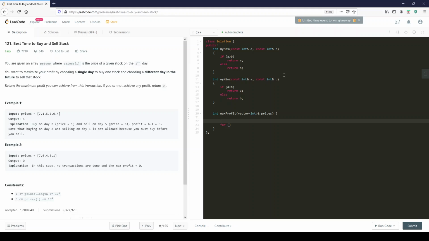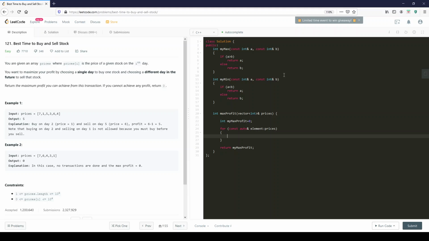So first, int my profit equals 0. That's the current profit, and we're going to return that. That's what we want. Return my profit. That's the maximum profit. Actually, let's call it my max profit. Okay, so for const auto element in prices, we're going to iterate through that. Let's air that out.